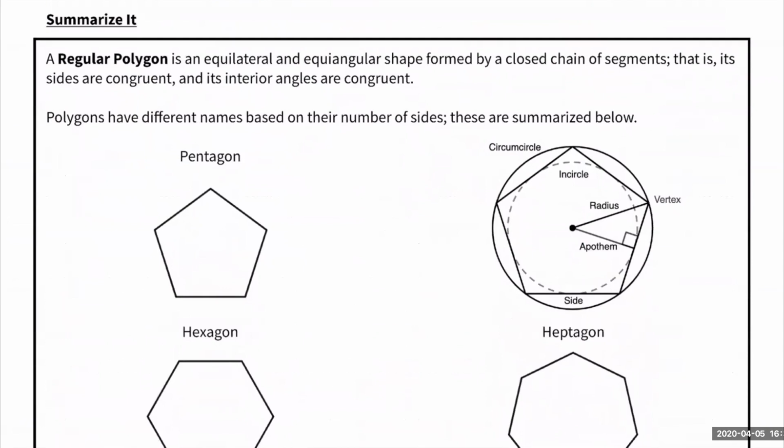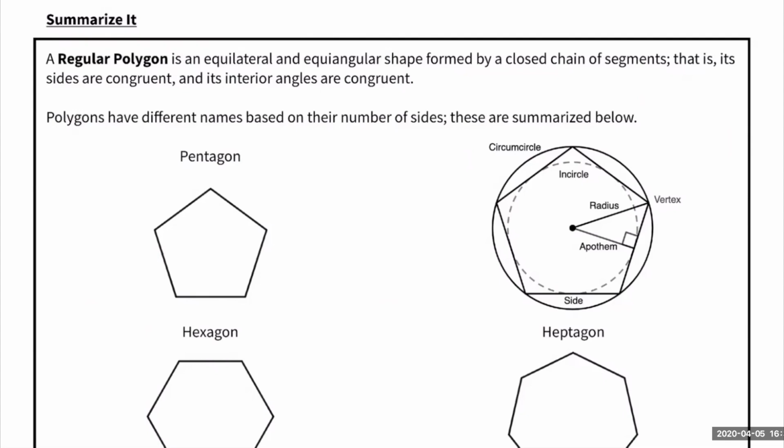A regular polygon is an equilateral and equiangular shape formed by a closed chain of segments. Really what that means is that it's a shape that doesn't have any big gaps missing or swinging open. It's a closed figure made from a chain of segments. All these segments are going to be congruent, all the sides of the shape are congruent, and as a result, all of the interior angles are going to be congruent as well. That's what we're talking about when we say a regular polygon.